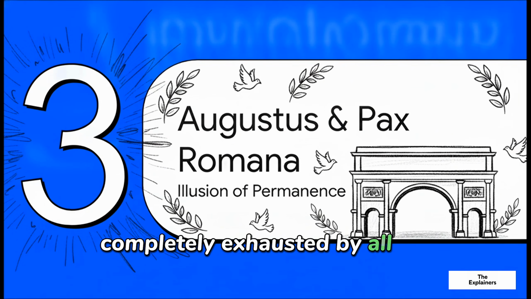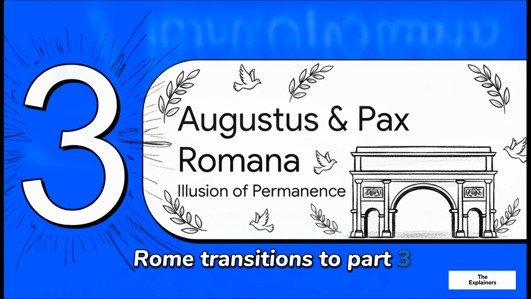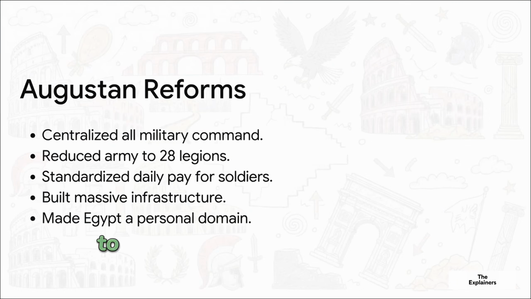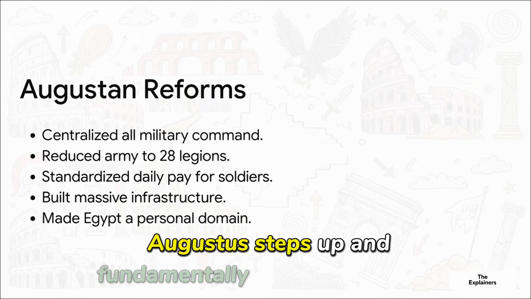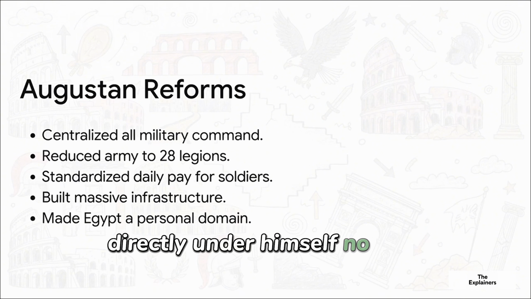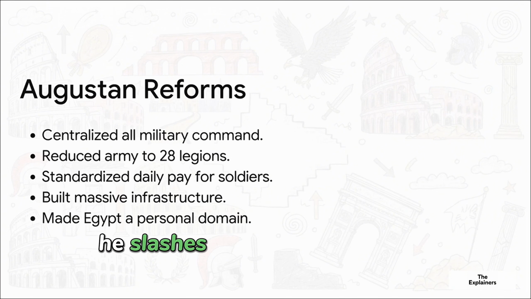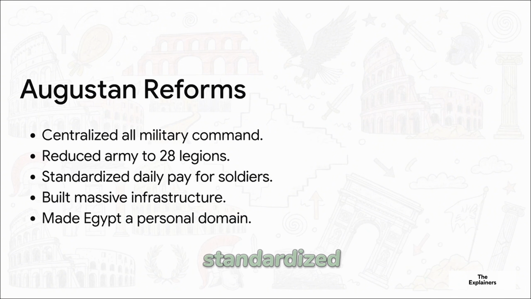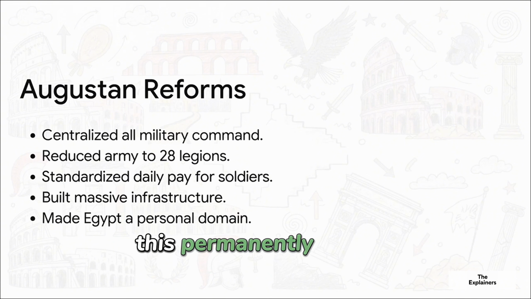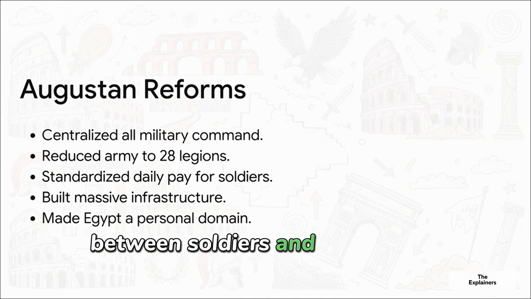Completely exhausted by all this civil war, Rome transitions to part 3, Augustus and Pax Romana, the illusion of permanence. To stop that endless cycle of civil wars, Julius Caesar's heir, Augustus, steps up and fundamentally changes the game. He centralizes all military command directly under himself. No more rival generals, period. He slashes the bloated army size from over 60 legions down to a much more manageable 28. But most importantly, he instituted a fixed, standardized daily pay and retirement land for soldiers directly from the state treasury. This permanently cut that dangerous bond between soldiers and independent generals.